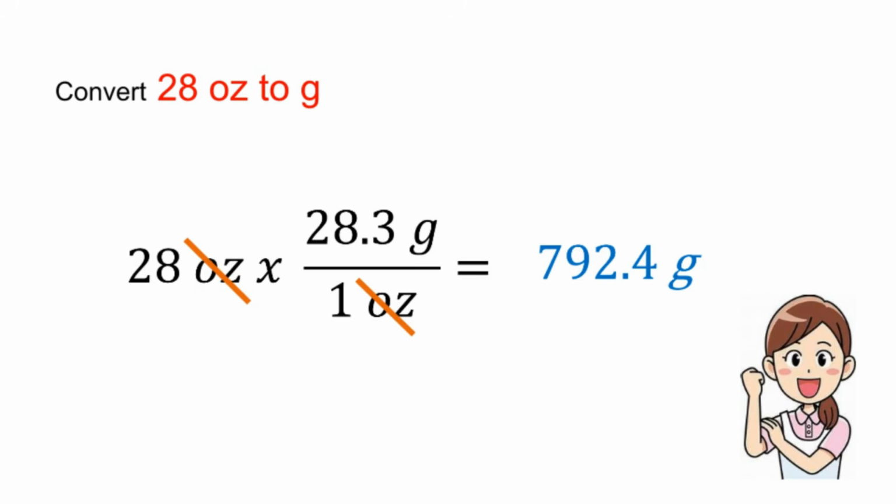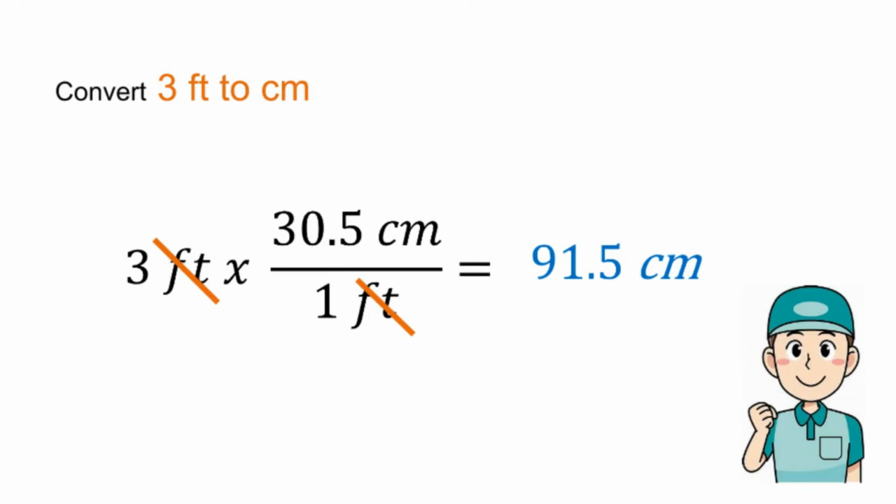Sounds easy. Let's try converting the remaining ones. To convert 3 feet to cm, let us write the equation first. 1 foot is equal to 30.5 centimeters according to the table of conversion. Our given is in feet, so we write 1 foot as the denominator. On the other hand, we write 30.5 centimeters as the numerator because it is the unit we need to convert our given into. Canceling similar feet units, we are left with 3 multiplied by 30.5 centimeters and the answer is 91.5 centimeters.